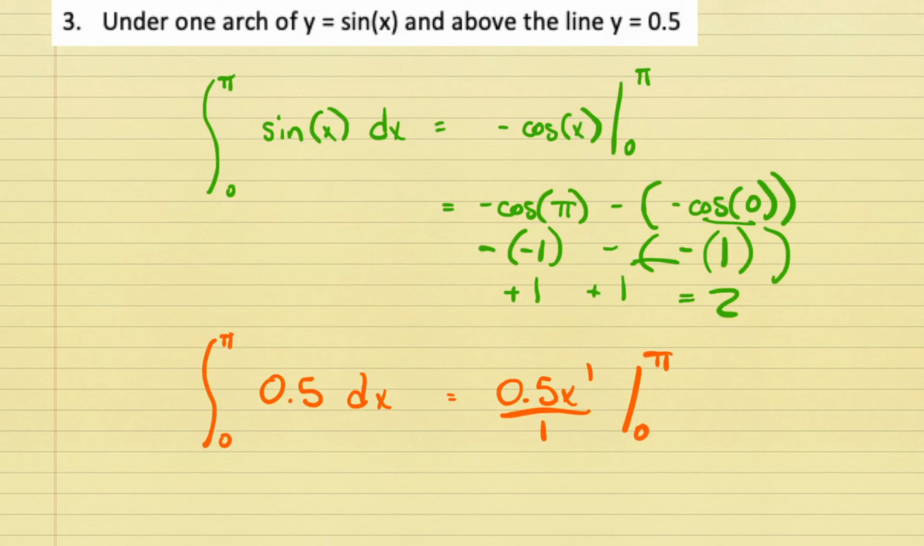So that's the lower bound. The final answer is if you take the upper bound and you subtract the lower bound. This would be the exact answer. Now, if you want to know what that decimal is, 0.5 of pi is 1.57. So 2 minus 1.57 is roughly 0.43. So that's the area between them.